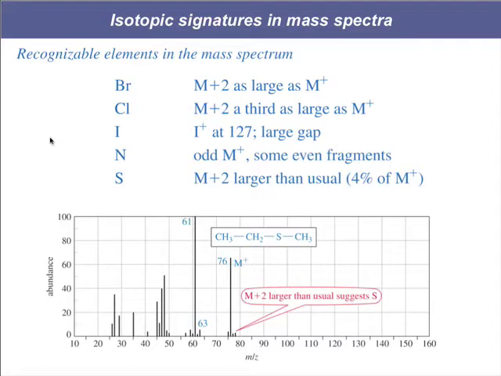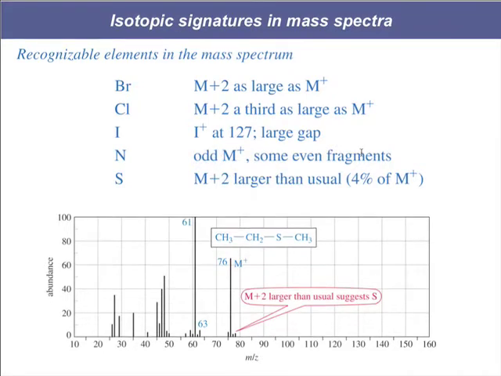Nitrogen, because of the fact that it makes 3 bonds instead of 4 like carbon does, means that you'll have an odd molecular weight and even fragments. So your parent peak will have an odd molecular weight and all your fragments will be even. That's different from if you don't have a nitrogen. If you don't have a nitrogen, your parent peak will be even and your fragments will be odd. So nitrogen is very easy to spot.